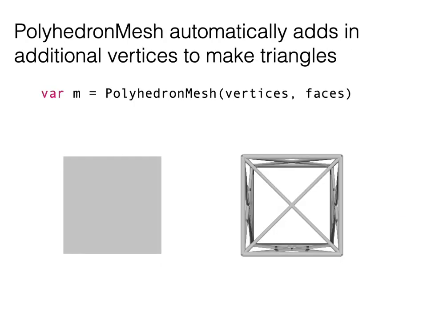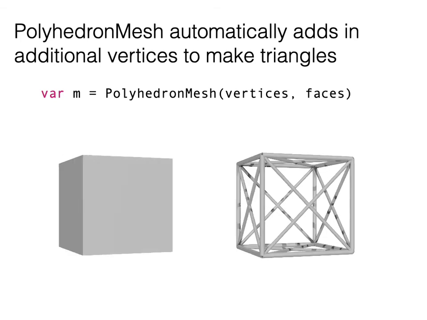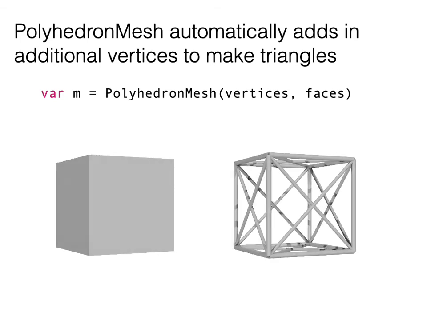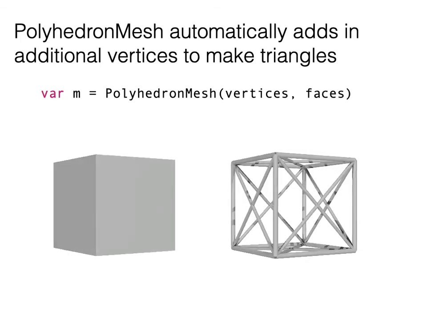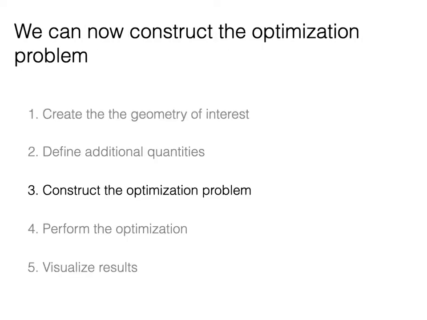When we call the polyhedron mesh constructor, it automatically adds in additional vertices to make triangles and completes the mesh as shown. So I'm showing 2 views here. On the left, you can see all of the cube as it's been made. And just to help visualize where the triangles are, we've shown that on the right. So we're now ready to construct the optimization problem.